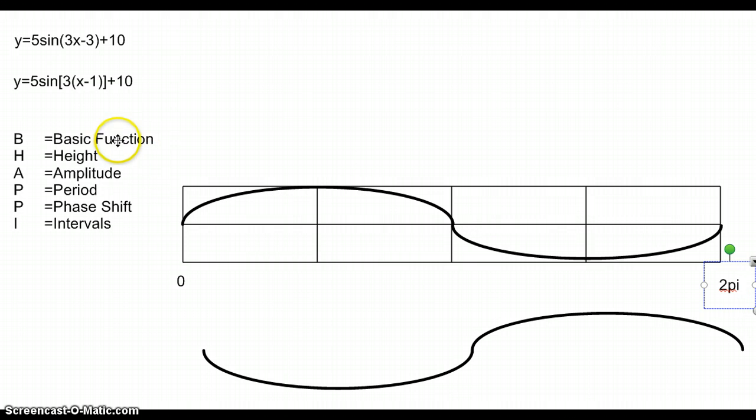Now, that's the basic function. We'll look at the height, and the height represents the axis of the curve, or the vertical translation. And in the first function, the vertical translation is +10. So instead of the axis of the curve being at 0 here, we will have to translate it to 10.